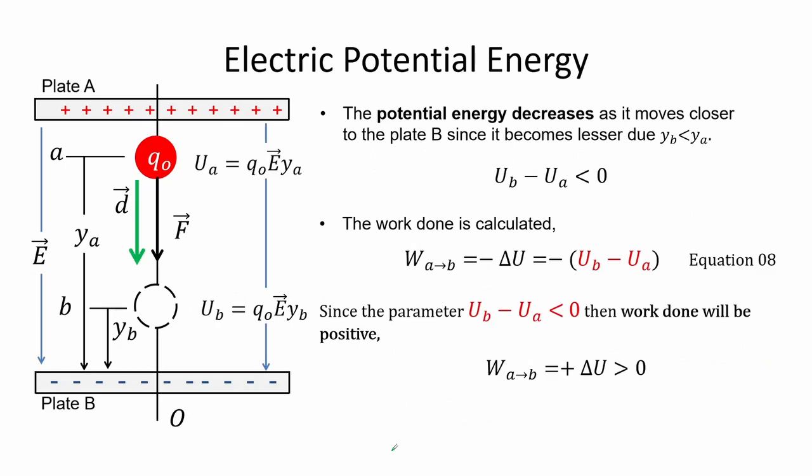Let us examine different cases for charges moving between plates. As it accelerates towards the negative plate, its height is reduced, thus decreasing its electric potential energy. So the change in electric potential energy is negative, then work done using equation 9 is positive. If we solve this using its kinetic energy, it will also result in positive work.